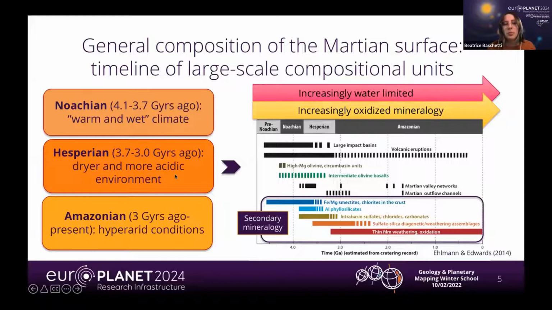Then, going towards the Hesperian, the environment started to become drier and more acidic and increasingly water limited. So we now also have sulfates that appear on Hesperian surfaces. And after that, in the Amazonian, which goes from 3 billion years ago to today, we no longer have any evidence for hydrated mineralogy, and we have mainly oxides instead.